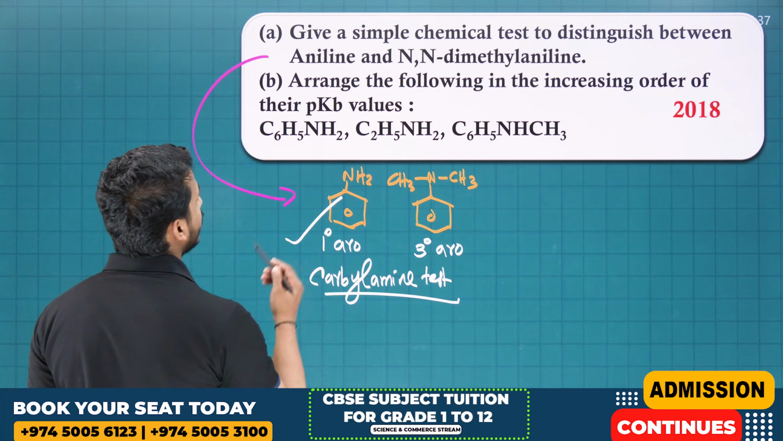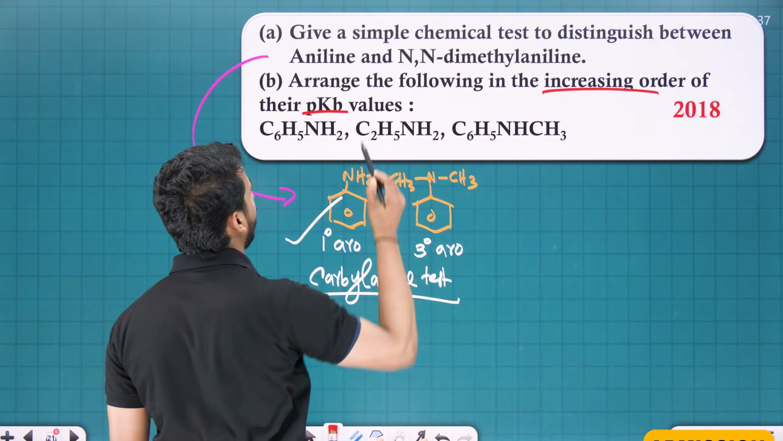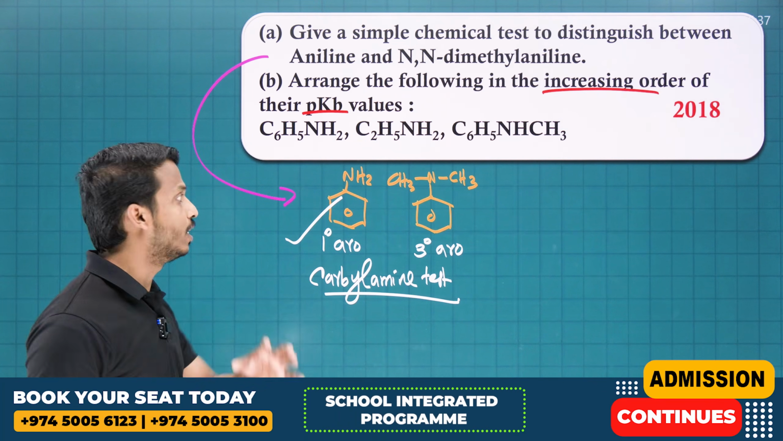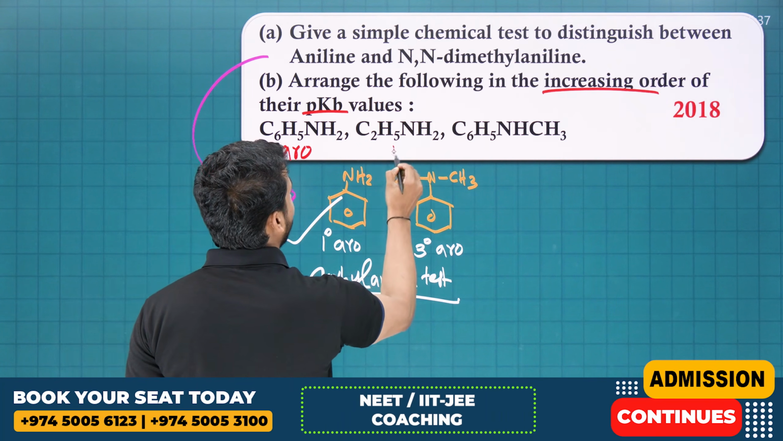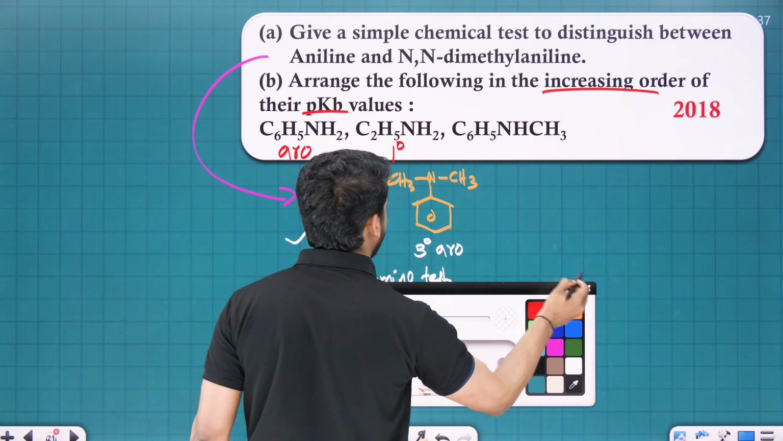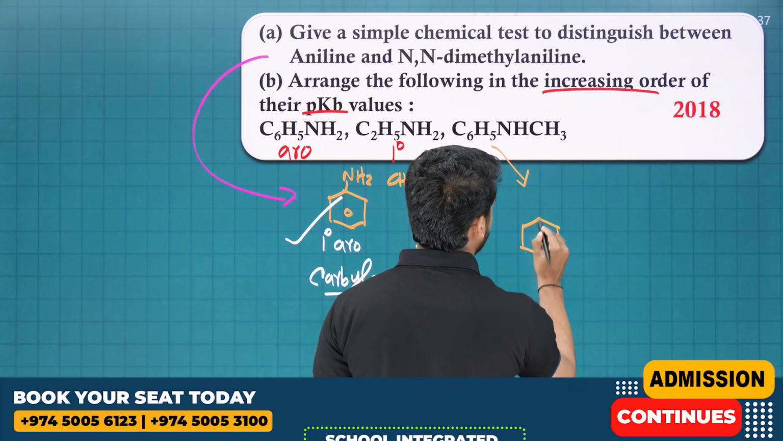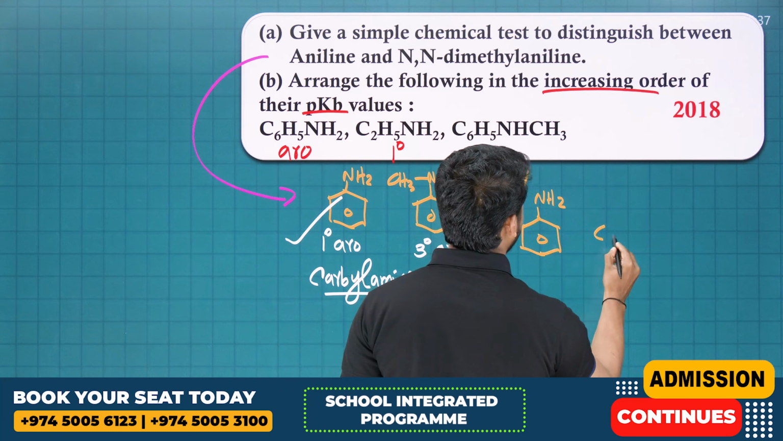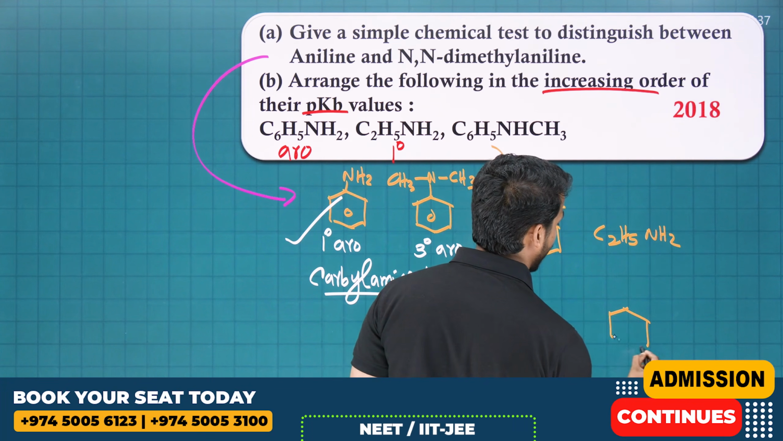Second one, arrange the following in increasing order of their pKb value. So first check the basicity. What is this? Aromatic amine. This is aliphatic primary. This is also aromatic. My dear, I am explaining this question in detail, it is important, okay? This is aniline. Second one is an aliphatic amine. Third one is again an aromatic amine.